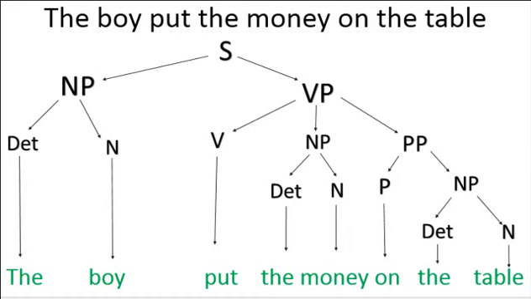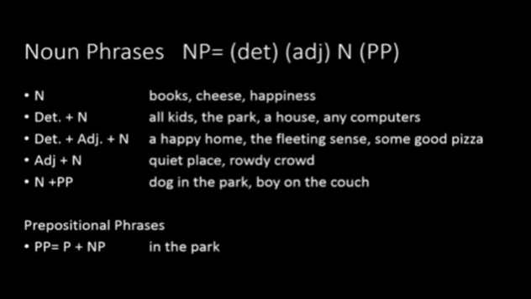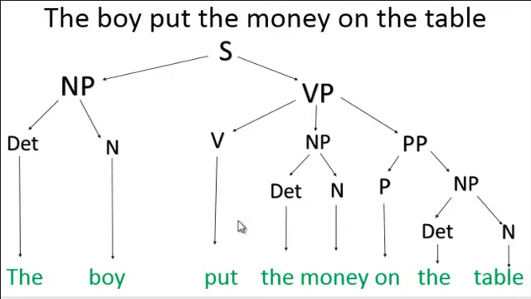I'm going to show you again. Here, the preposition phrase is a preposition and a noun phrase. The preposition, then the noun phrase: determiner, the park is a noun. The park. And that's it. And you can see here the right sentence: the boy put the money on the table.